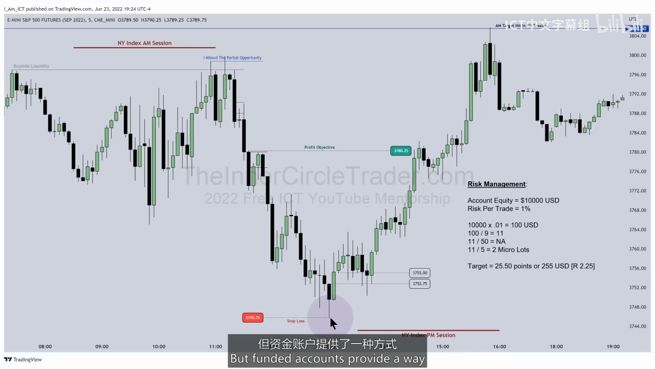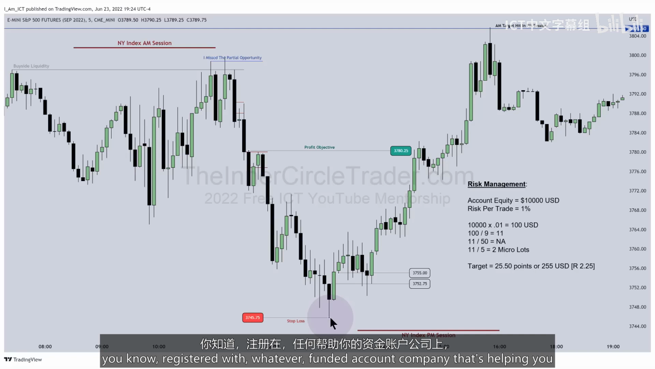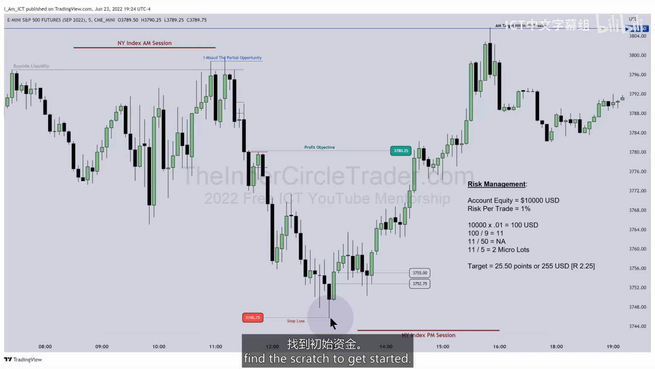But funded accounts provide a way for you to go in with a very small amount of money, and you learn the skill set I'm laying down here in public. You can walk right into any of these funded account challenges, if they want to call it a challenge, and just walk right through it and take it over, and then secure whatever size account you're trying to go for, and then trade it soberly. Aim for 10% a month, 15% a month, and just make that and stop. Don't try to push it. Don't try to get rich real quick. You want that 10 to 15% a month coming into your hands after the split that you do with whatever funded account company is helping you find the scratch to get started.